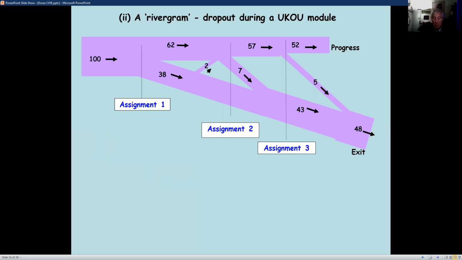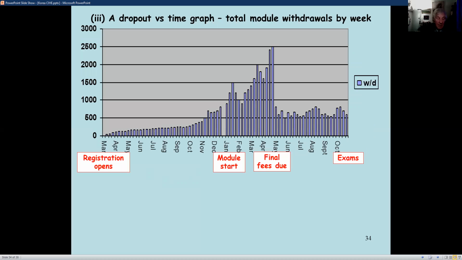My final example is a very simple one. It's a dropout versus time graph. It shows the total withdrawals week by week from when the students initially register, back in March in this case, every week until the end of year exam in October the following year.